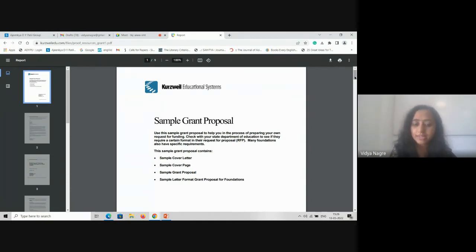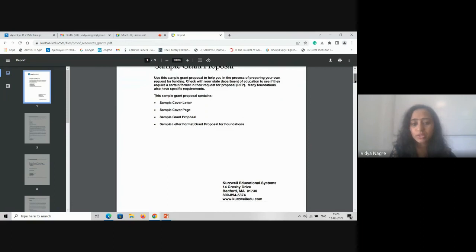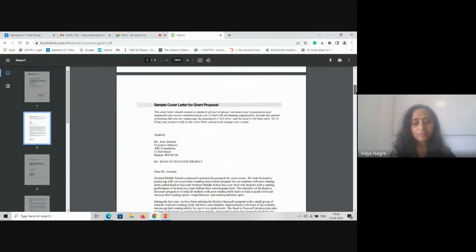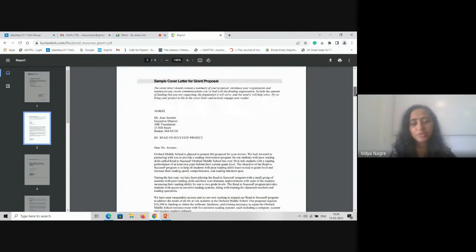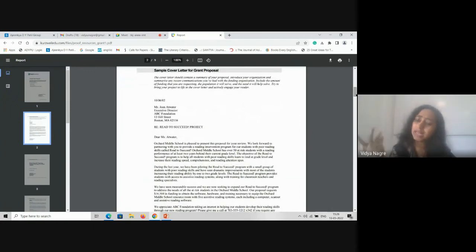So they have a nice cover letter, cover page, grant proposal, and then the format also. So this is how a letter has to be written. A cover letter is like an application letter itself, but the kind of language you use and the kind of content you choose is a little different.